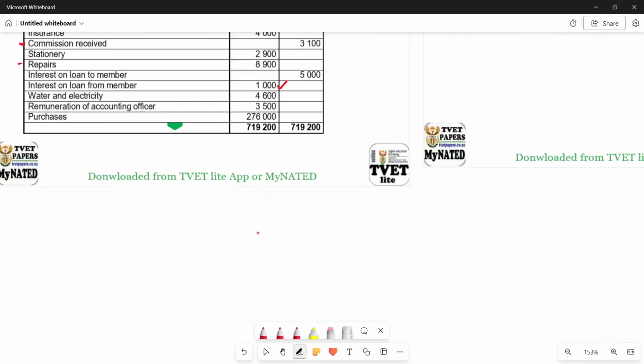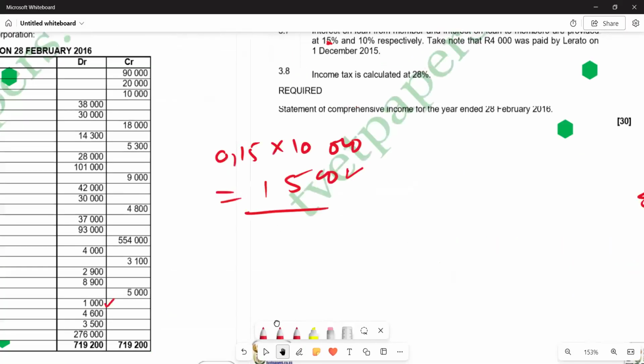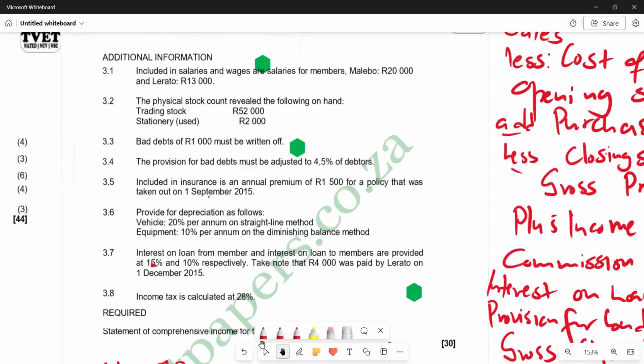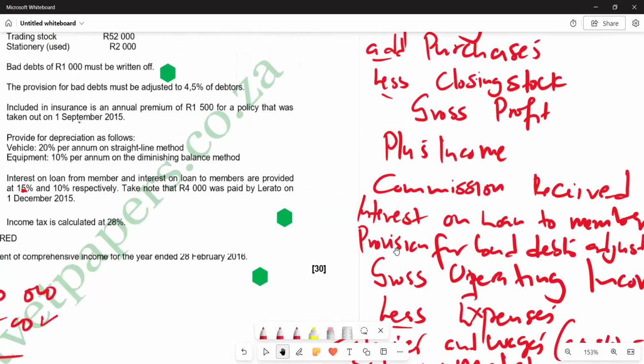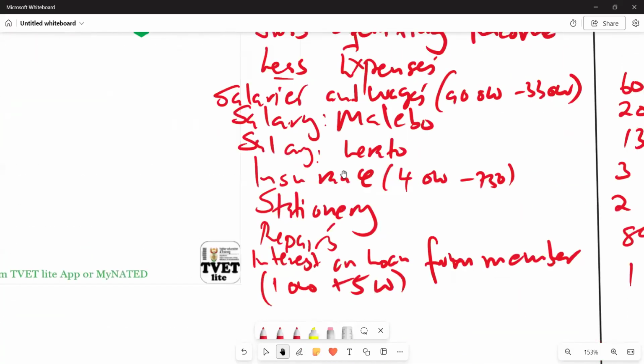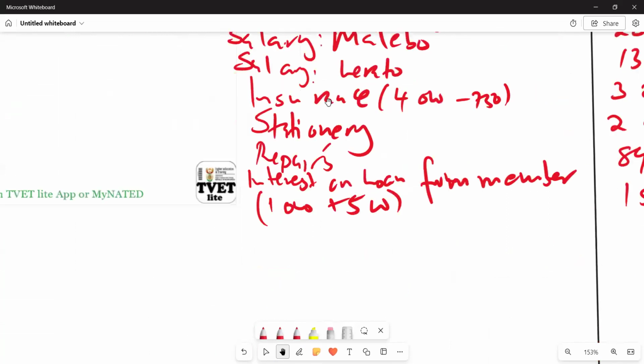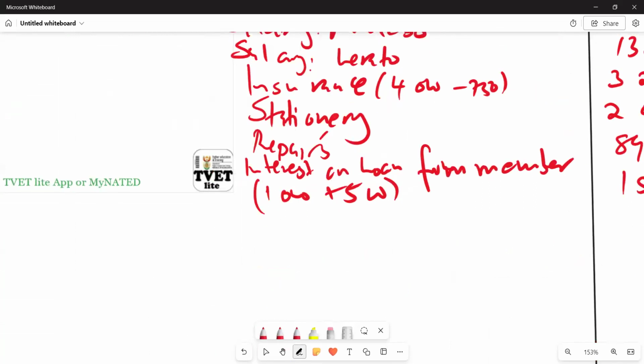From interest on loan from member, we've got water and electricity, which is 4,600. Obviously, we need to go to our additional information to see if we've got anything that is affecting our water and electricity. But if you go through, you see that we've got nothing. So we're going to put it as it is. Here, we're saying water and electricity.